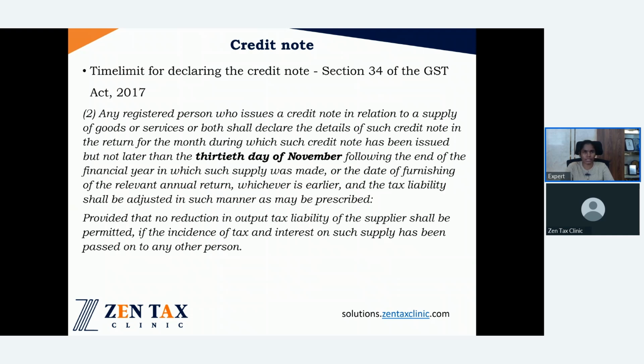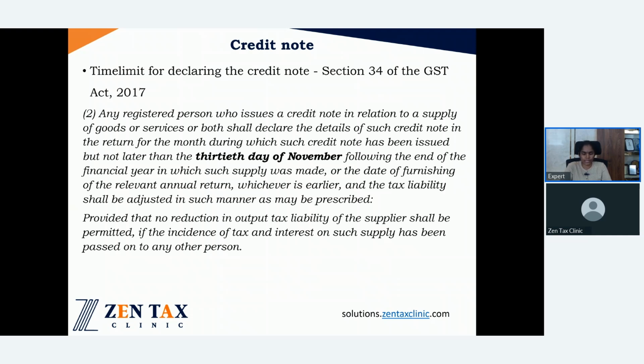Any registered person who issues a credit note in relation to a supply of goods, services, or both shall declare the details of such credit note in the return for the month during which such credit note has been issued, but not later than the 30th day of November following the end of the financial year in which such supply was made, or the date of furnishing of the relevant annual return, whichever is earlier. And the tax liability shall be adjusted in such manner as may be prescribed.